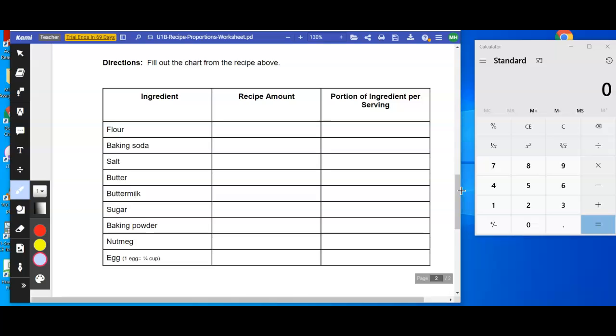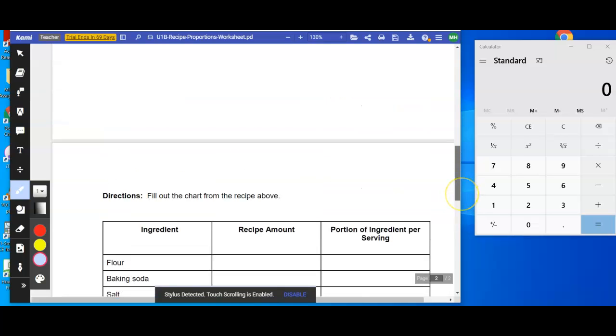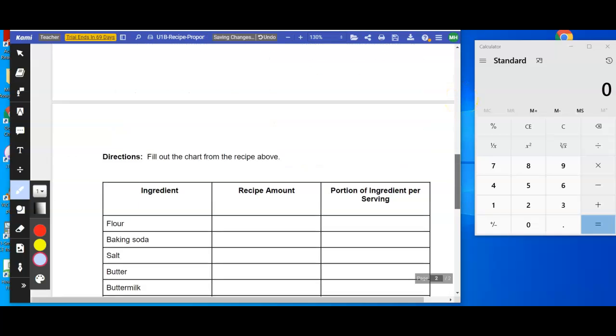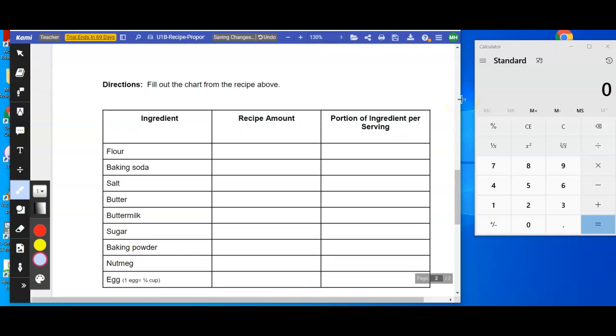So for flour, for example, we see that in the recipe it says 2 1/4 cups of flour, right there, 2 1/4 cups. So down here, I'm going to write in 2 1/4 cups. Now, 2 1/4 is, as a decimal, the same as 2.25. So if I take 1 divided by 4 on a calculator, you're going to get 0.25, and you probably know that. But anyway, it's 2.25 cups.